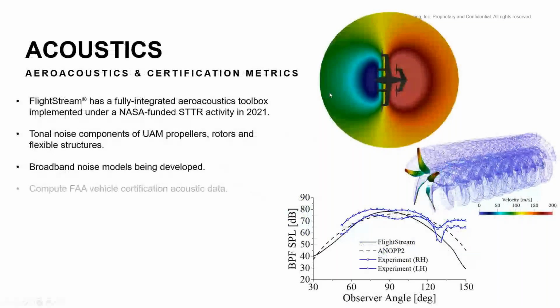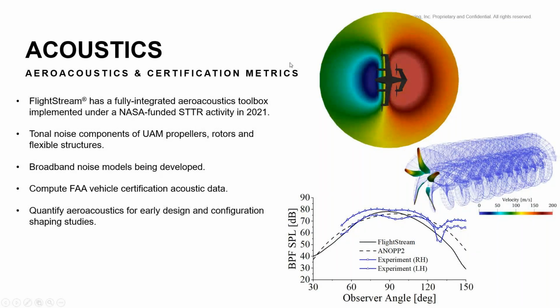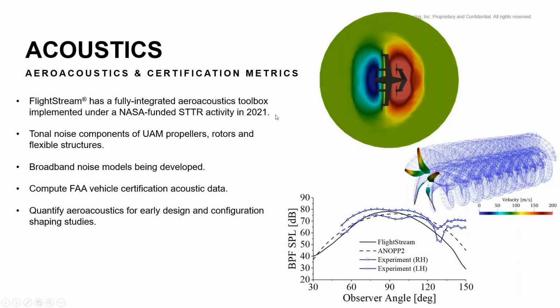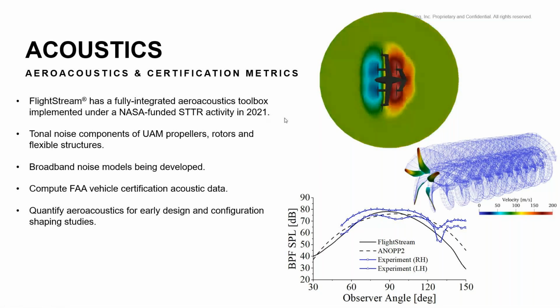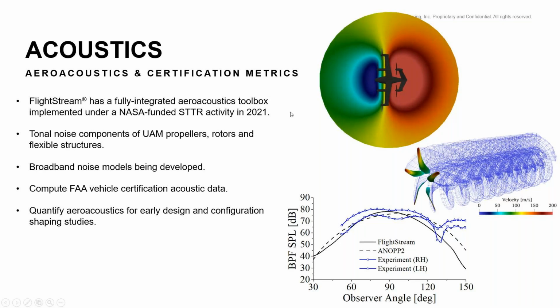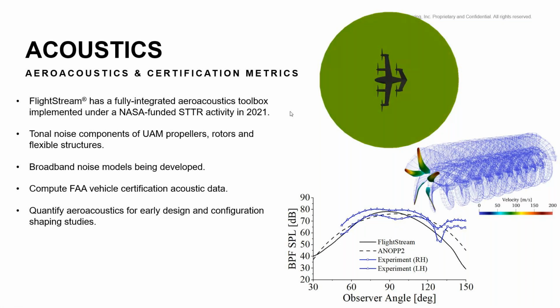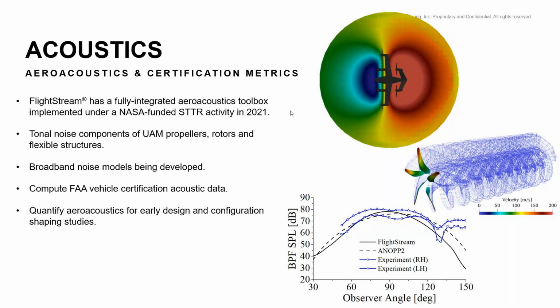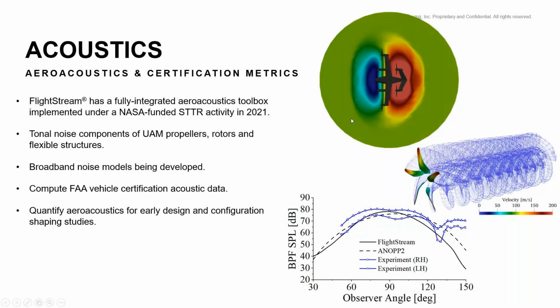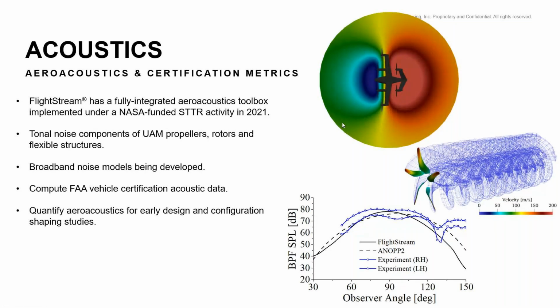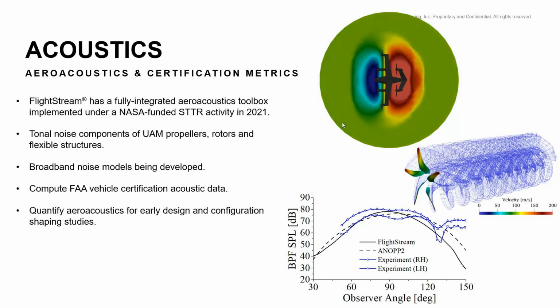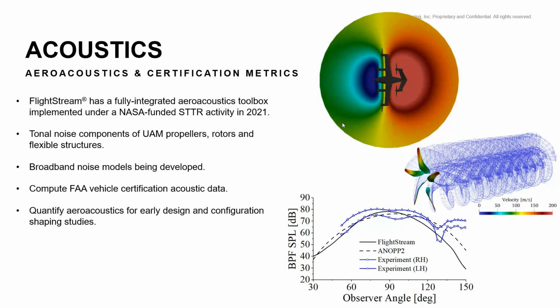Okay, so coming to the acoustic part, again as I discussed in the previous slide also, this is under the NASA funded STTR activity. For the acoustic part, the credit goes to, of course, the NASA Glenn Center. They have their inbuilt acoustic tools which were added into FlightStream, and there we are talking about the tonal noise components which can be heard from a person, which is having a very small band of notes, whereas we are talking about the broadband noise starting from all kind of frequencies.